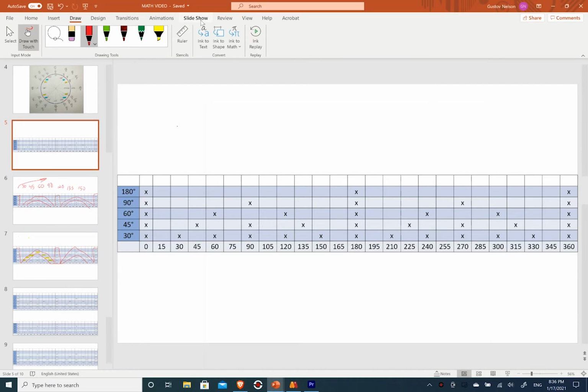And the way we create sine mountain is we make a table in which the x-axis is the degrees of the unit circle ranging from 0 to 360. And then on the y-axis, marking the multiples of certain degrees, 30, 45, 60, 90, and 180. So for example, at 0 degrees, we would just say that's all marked for every single one.